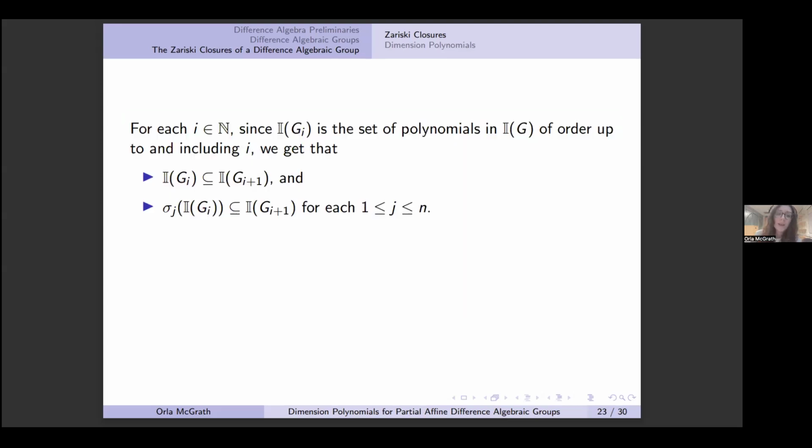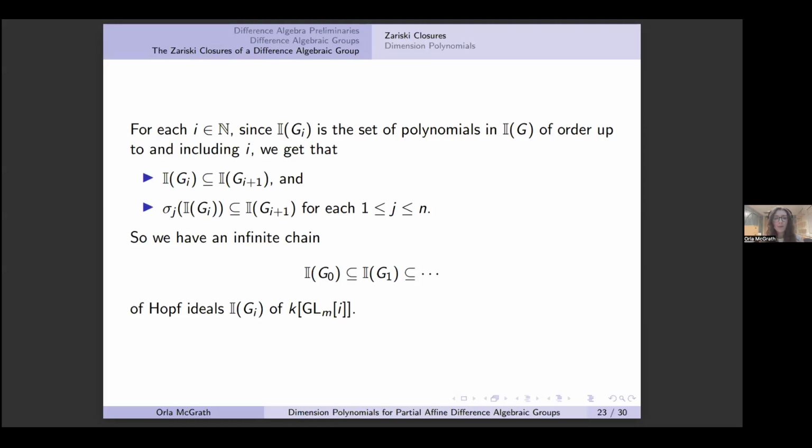Okay. So we have each of these ideals and their Hopf ideals, they have all the polynomials up to order I. So hopefully you're happy that we have this inclusion. Each one is contained in the next one, but also for a polynomial of order I, any shift of it using one of the basic endomorphisms is going to have order I plus 1. So we also get that every basic endomorphism applied to this ideal is contained in the next one. So we have this infinite chain of Hopf ideals.